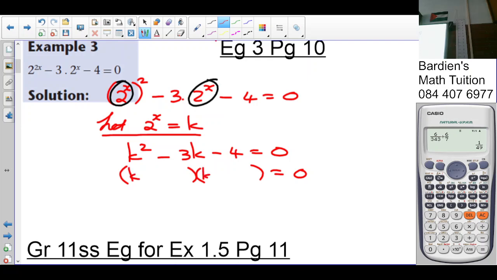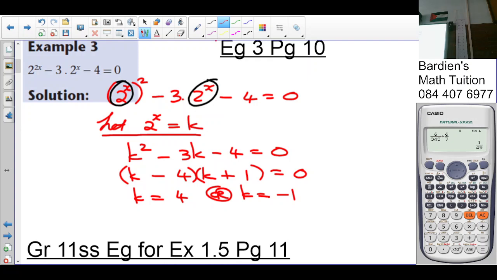That's going to be k and k, 4 and 1. So 1 must be plus and 1 bracket must be minus. The bigger one has to be minus. So 4 is going to be negative, that's going to be positive. Now what? So we say k is equal to 4 or k is equal to negative 1. But remember, what was the question? The question was to solve for x and not k.